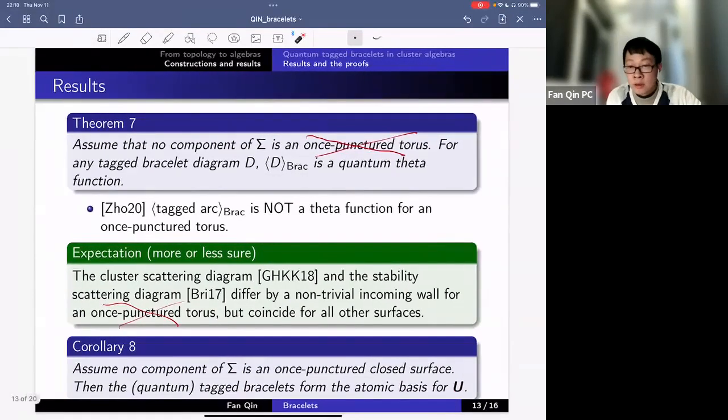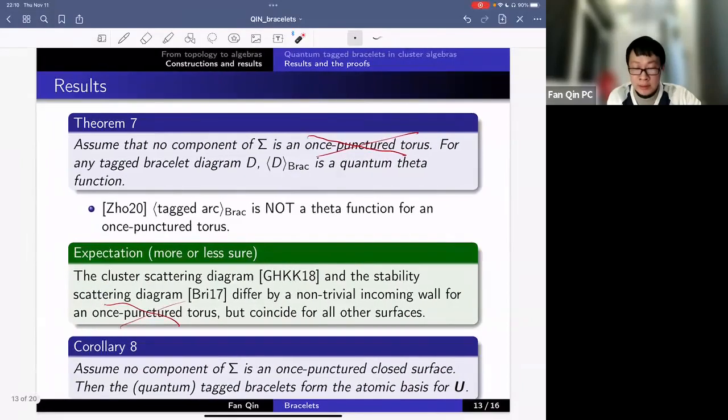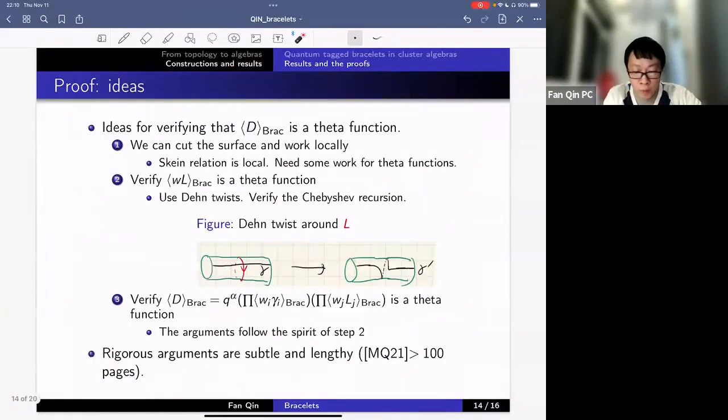Okay. So maybe in the last 5 minutes, I will tell you the strategy about how this can be verified. We want to verify that the algebra element you defined using the union of diagrams is a theta function. The first issue is that a surface in general is too complicated. So I want to say that we can cut the surface and work locally in the subsurface. And because the skein relation calculation is local, we also need some actual work to show that this works for theta functions. I mean, there are some works to do here. But for surface type, we can do this.